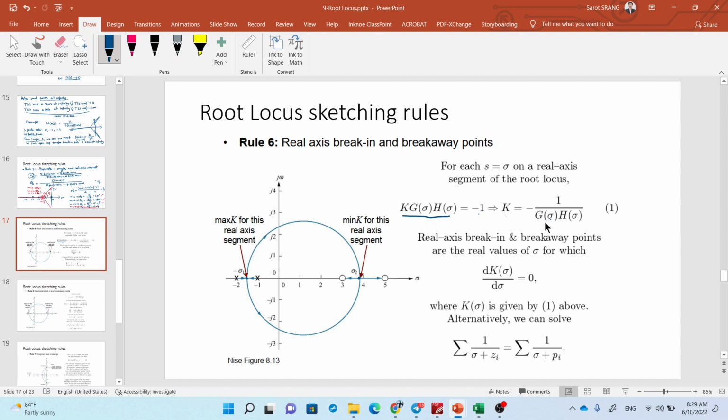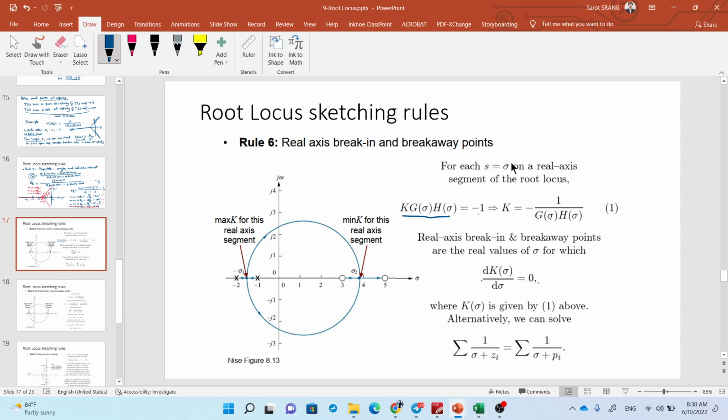Because sigma is a double root here, it means it gives the optimal value of K. So we can take the first derivative and set it to 0 in order to find that particular sigma. This is a way to find the break-in and break-away points.